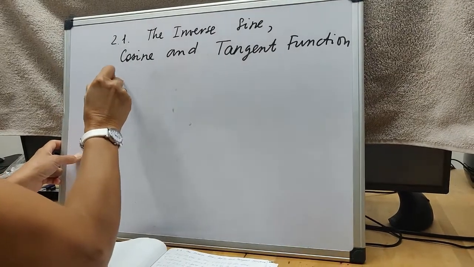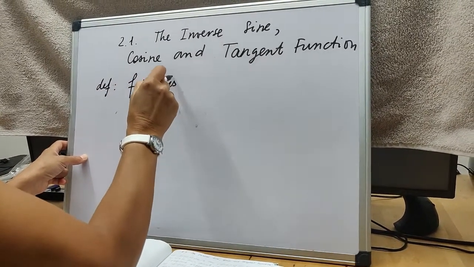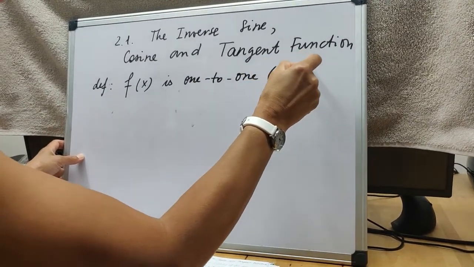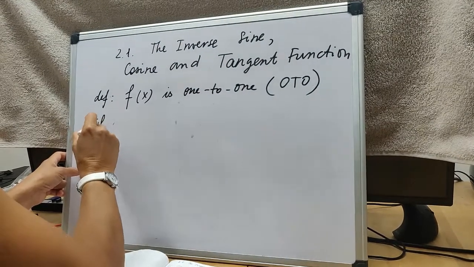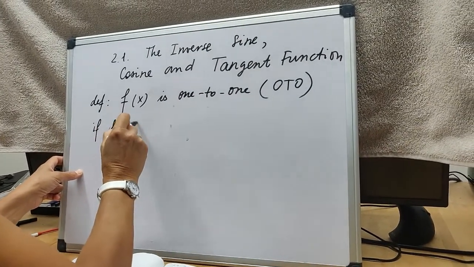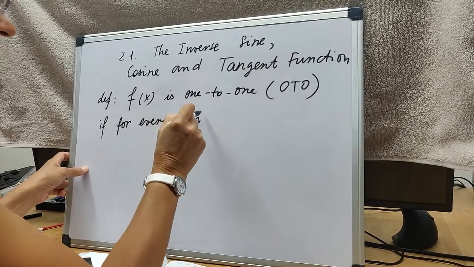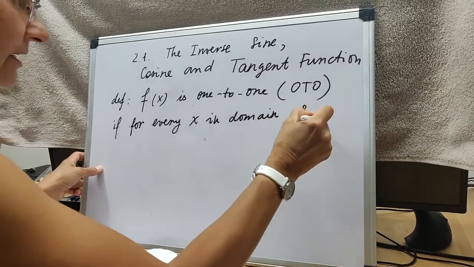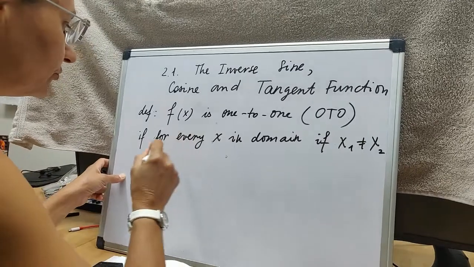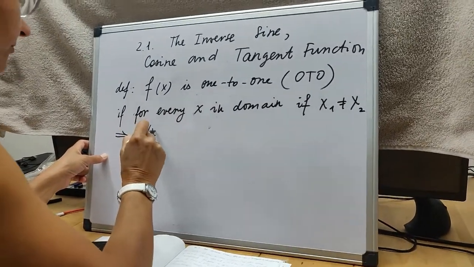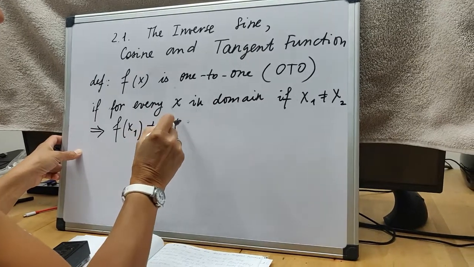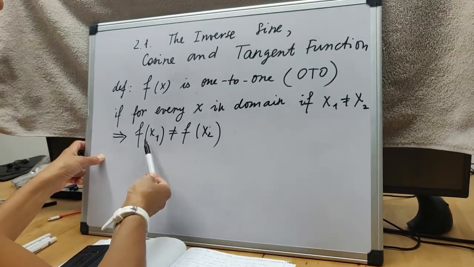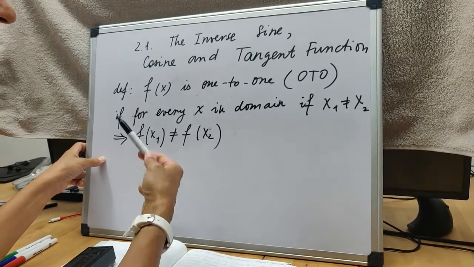Definition. A function f of x is called one-to-one if for every x in the domain, if x1 is not equal to x2, it follows that f of x1 is not equal to f of x2. Practically it means that if you take two different x's, they produce two different y's. So different x's produce different y's.